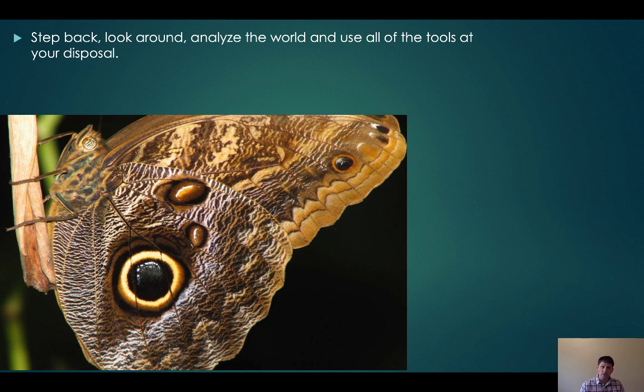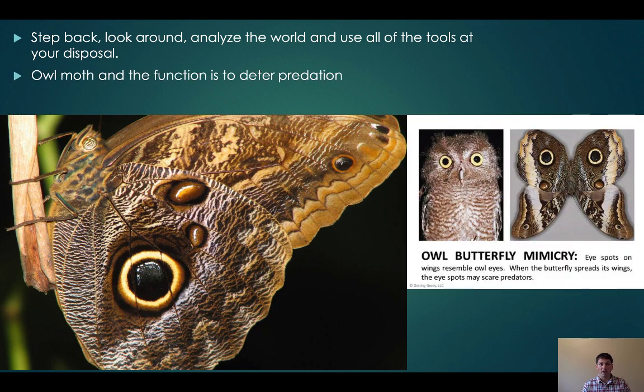Because here's actually what that is. It looks like an eye, but it's actually an eye spot on an owl moth. So when we think about the function of this thing, maybe you saw an eyeball and said, well, it's to see, duh. But in this case, it's not. It looks like an eye, but it's actually there to deter predation, so that other organisms might think that this is actually an owl, much bigger than the owl moth.